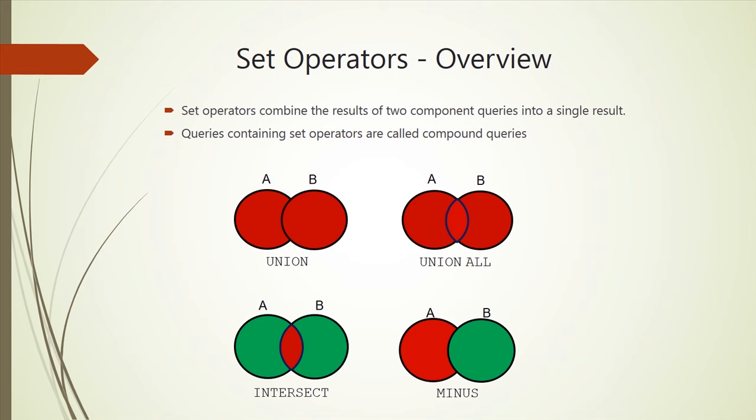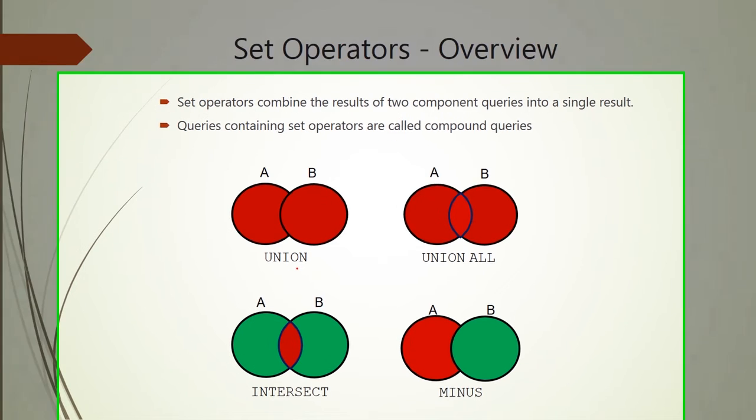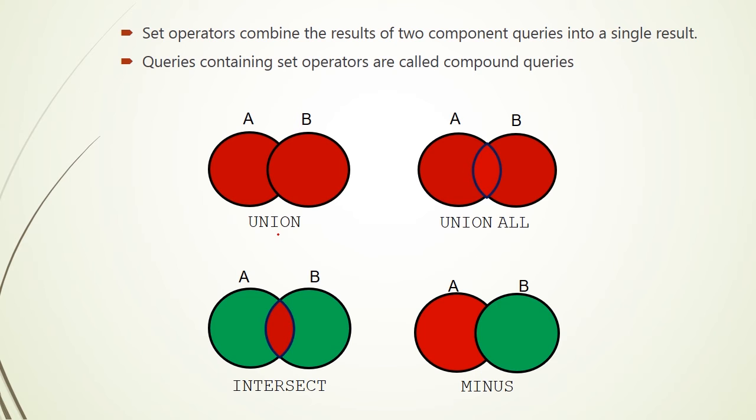Set operators are used to combine the results of 2 component queries into a single result. Queries containing set operators are called compound queries. There are 4 types of set operators: union, union all, intersect, and minus.